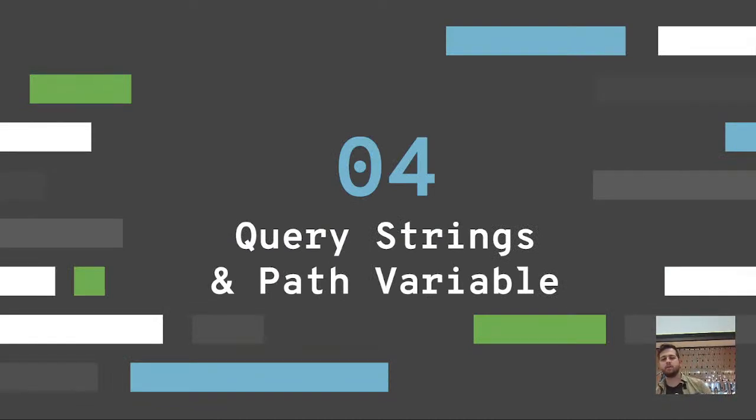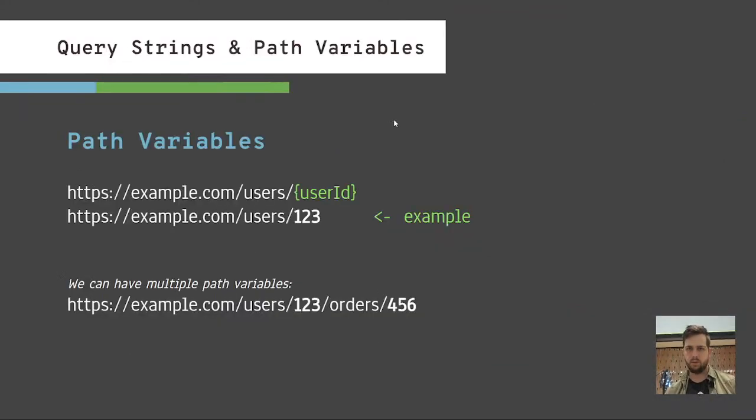So query strings and path variables. Check how I'm doing on time. We're doing good. Path variables. You've heard me call them out a couple different times, but that's essentially where we have a URL and part of the path is a variable. In this example, 123 probably refers to the user ID. We can have multiple path variables in a URL, and this is an example of what that might look like. So we have users at ID 123 / orders, and then order with this ID.